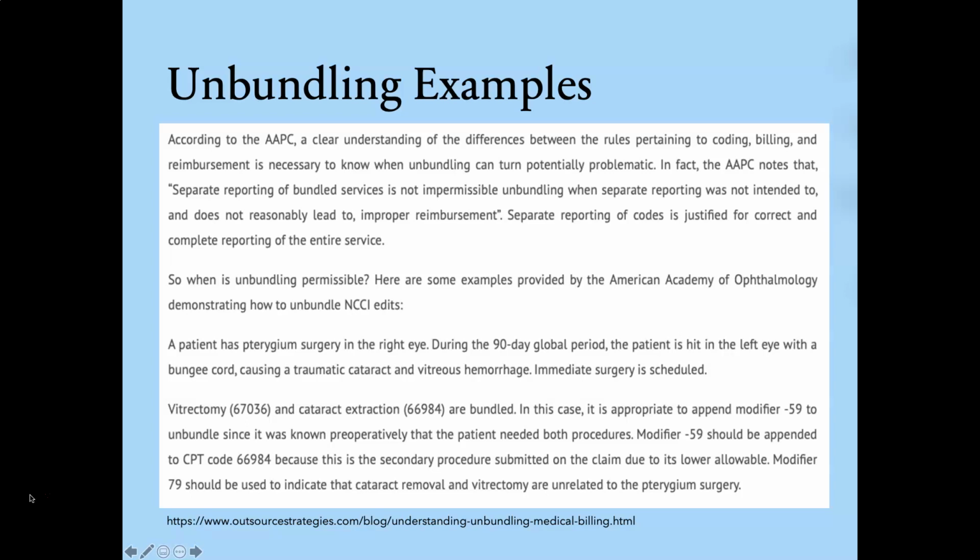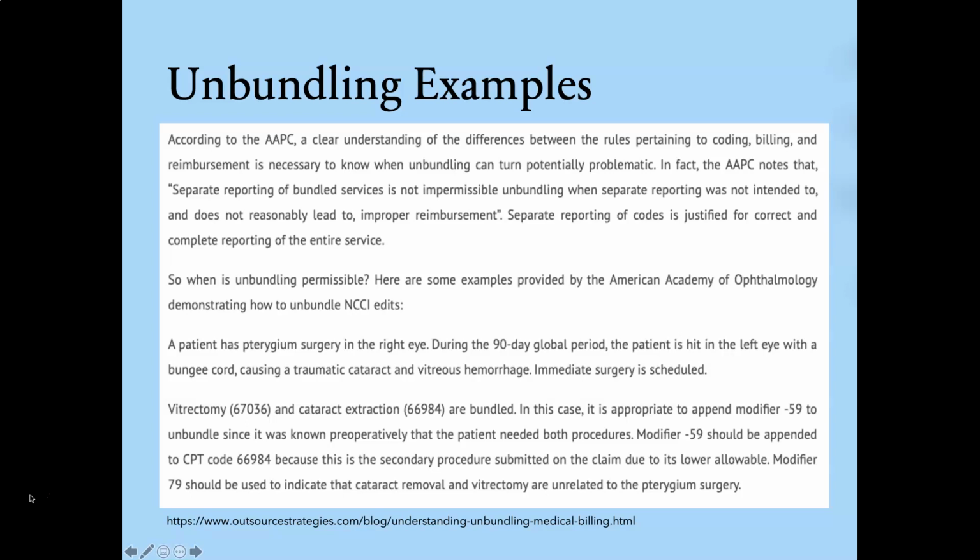So what are some unbundling examples that we can talk about that are permissible, that are okay? And I like these ones from the American Academy of Ophthalmology. The first one is a patient has a pterygium surgery in the right eye. During the 90-day global period, the patient is hit in the left eye with a bungee cord, causing a traumatic cataract and vitreous hemorrhage. Immediate surgery is scheduled.